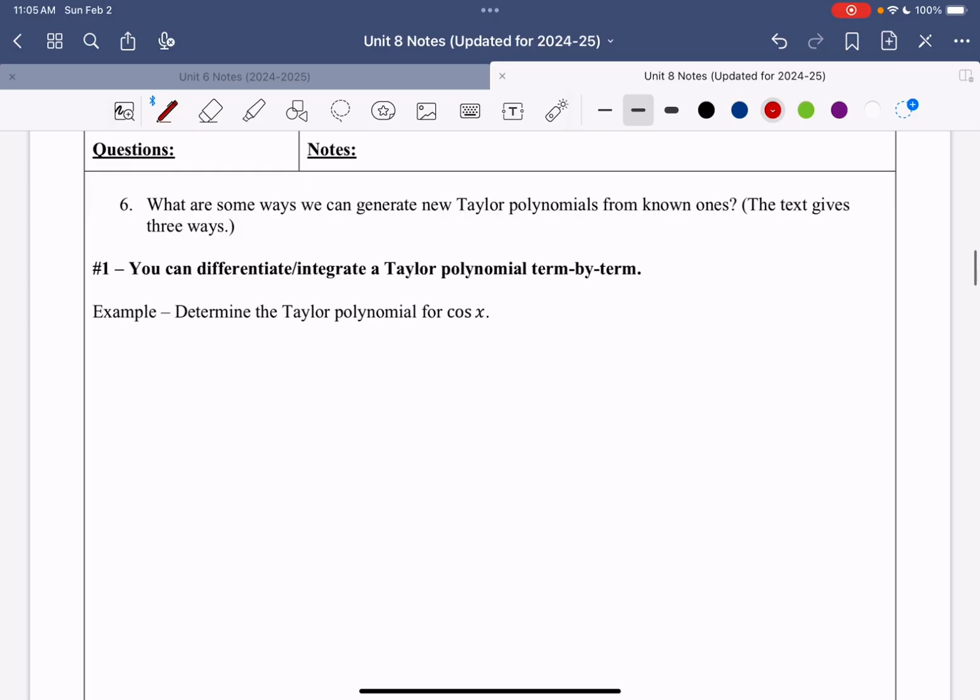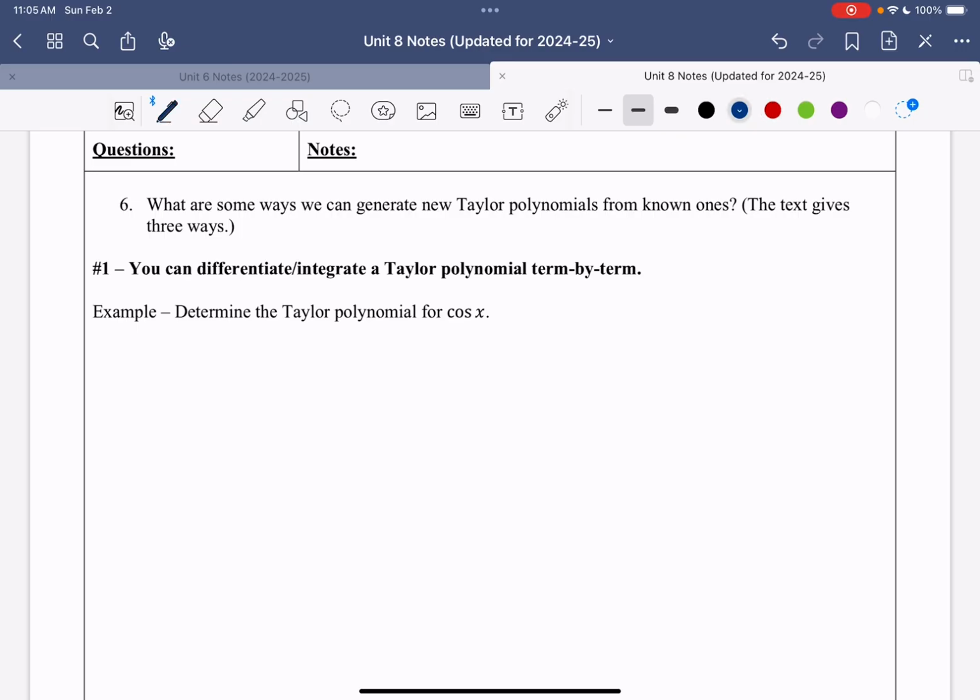We're going to look at a couple different ways that we can generate new Taylor polynomials from known ones, okay? And our text gives us 3 different ways. The first way is that we can differentiate or integrate a Taylor polynomial term by term, okay? So for instance, as an example, let's determine the Taylor polynomial for cosine x.